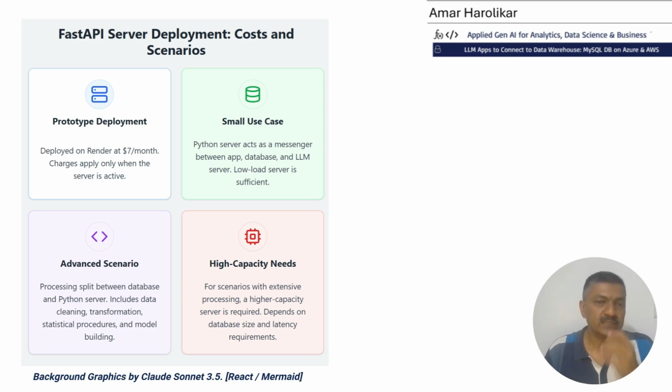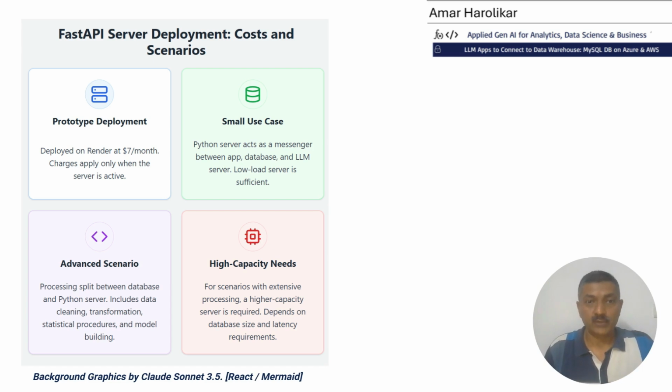Now, in a small use case like the current one, the Python server is acting only as a messenger. It takes only the queries from the app, passes them to the database, gets the response back, and sends the response to the LLM app. Therefore, a lower load server is sufficient because it's only doing messengering. But again, it depends on what kind of messengering. If you have 100 queries coming in per minute versus a handful of queries per minute, it's a different thing. But it's not currently doing any processing.